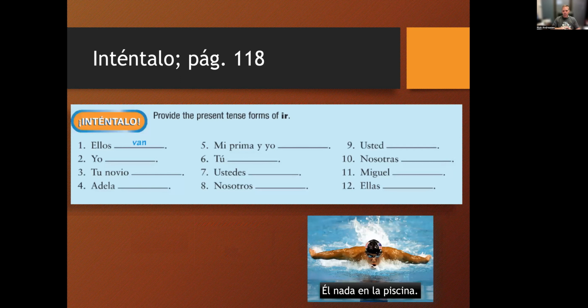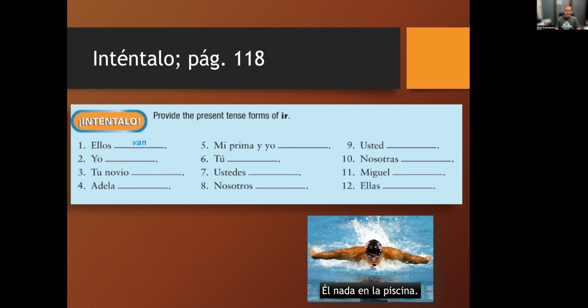So now we're going to do a practice. You're going to number your papers from 1 through 12. You're going to conjugate the verb ir in the present tense for each of these 12 different subjects. So pause, give your answer, and then come back and look at it.